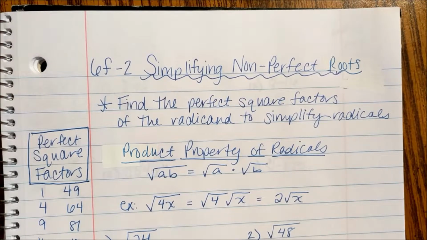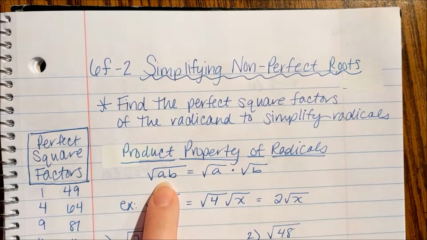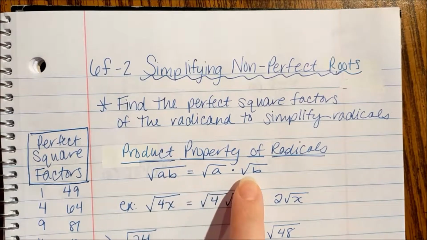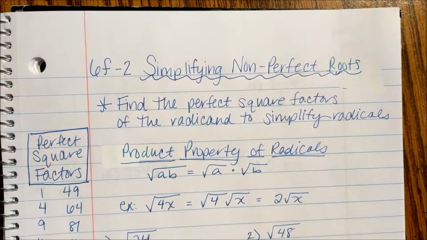So we're not going to put anything in decimal form here. We're going to leave it in radical form. And one of the ways we're going to do that is by using the product property of radicals. That means that if I have two things multiplied together under the radical, I can split them into each their own radical, multiply them together, and they're still equivalent.